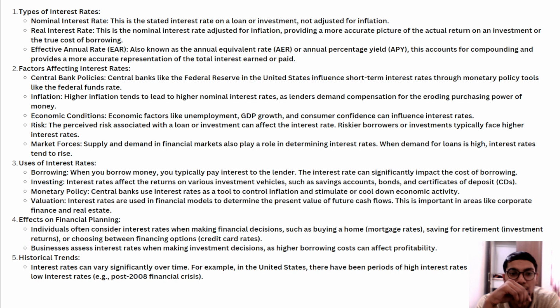Perceived risk associated with loan investment can affect the interest rate. Riskier borrowers or investments typically face higher interest rates. Market forces, supply and demand in the financial market, also play a role in determining interest rates. When demand for loans is high, interest rates tend to rise.